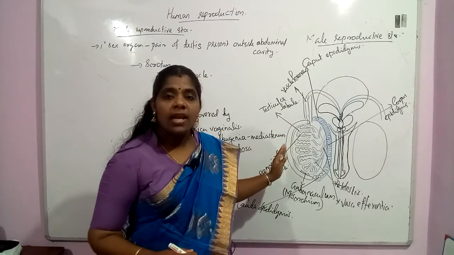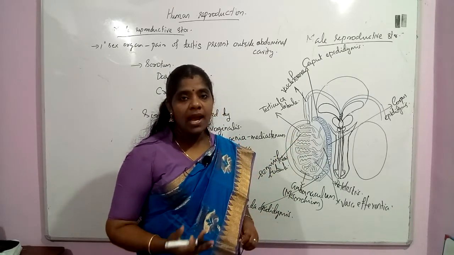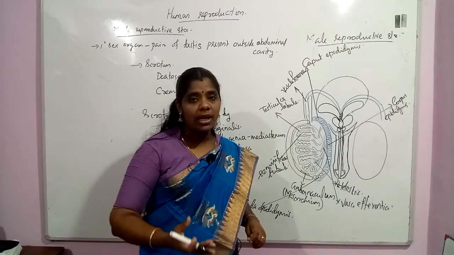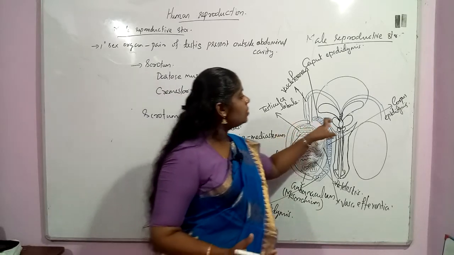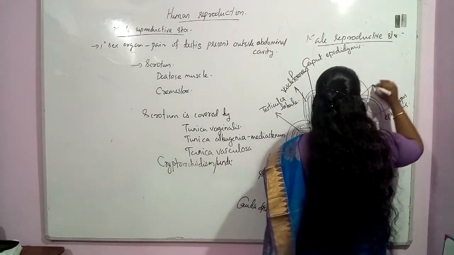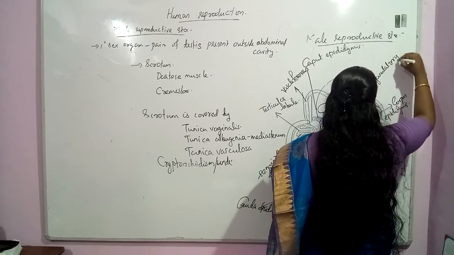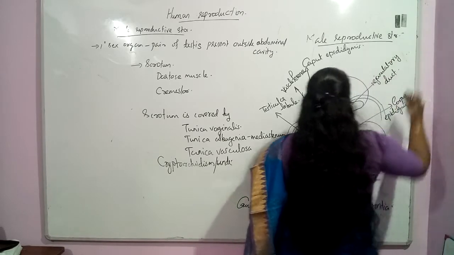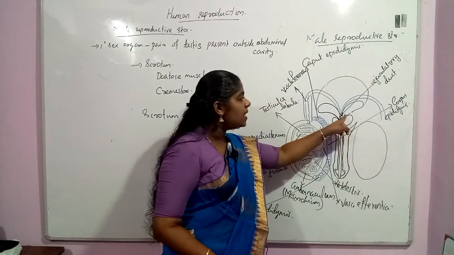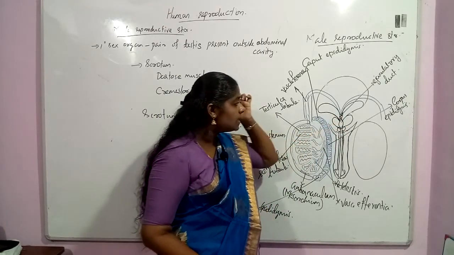Vas deferens it will ascend towards the abdominal cavity and it loop over the urinary bladder and reaches to the ejaculatory duct. എങ്ങോട്ടേക്ക് എത്തും? ejaculatory ductലേക്ക് എത്തും. ഇതിനാണ് ejaculatory duct എന്ന് പറയുന്നത്. This ejaculatory duct, it receives the secretion from the seminal vesicle. ഇത് seminal vesicle ൽ നിന്ന് secretions receive ചെയ്യും.